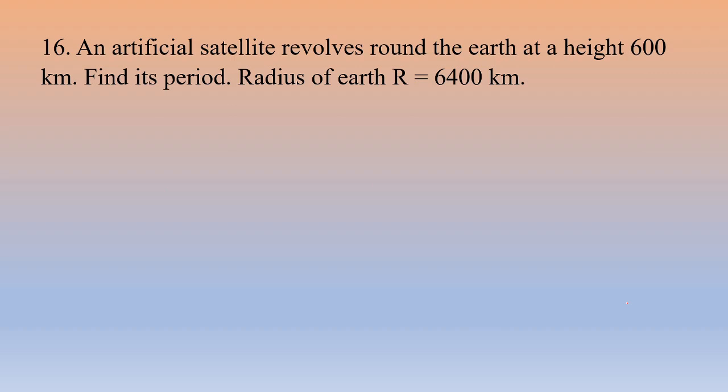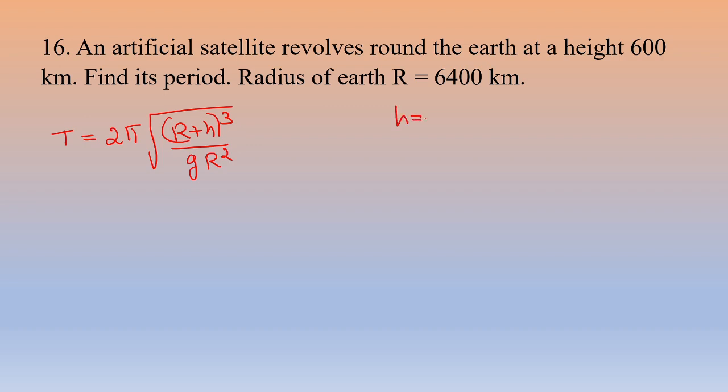The next, an artificial satellite revolves around the earth at a height 600 kilometer. Find its period. The radius of the earth is 6,400 kilometer. We know the expression for the period of satellite is T is equal to 2 pi into square root of R plus h whole cube divided by small g R square.